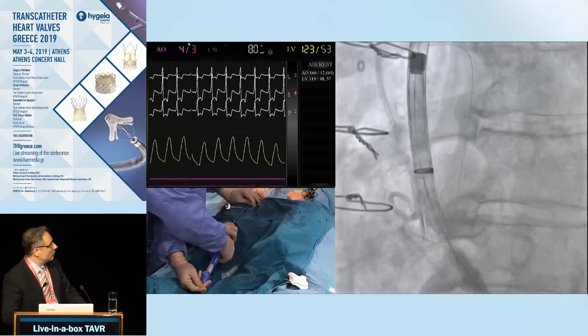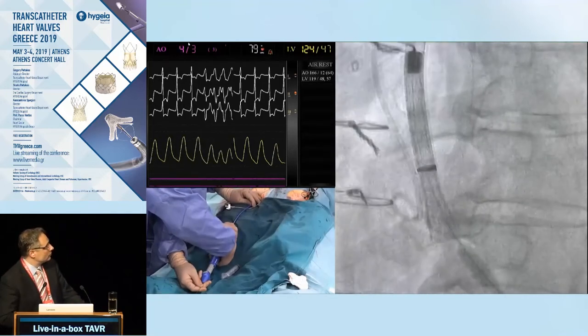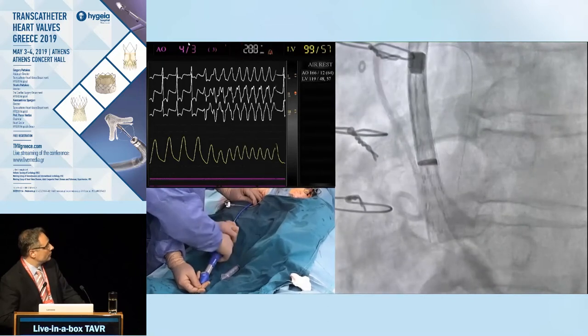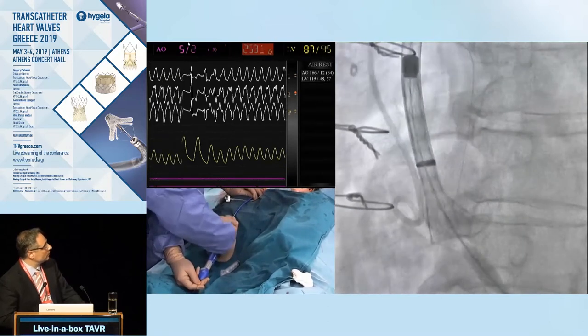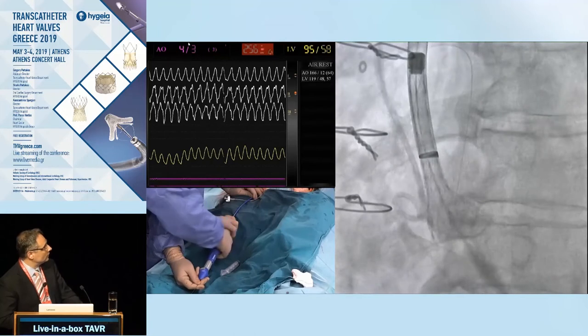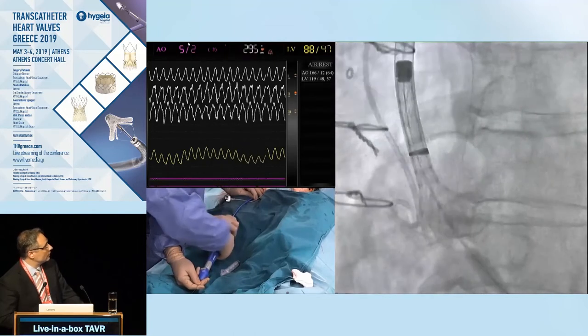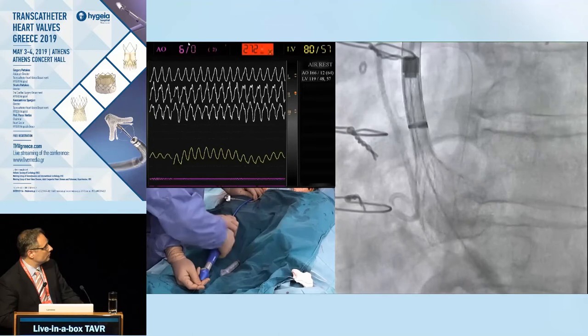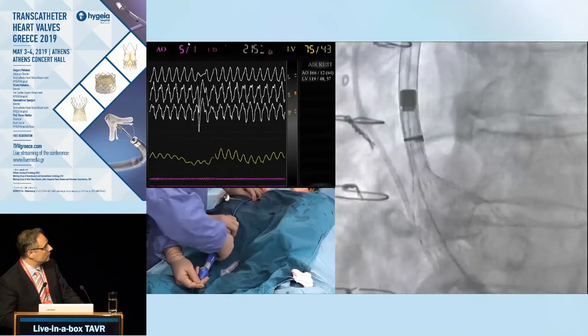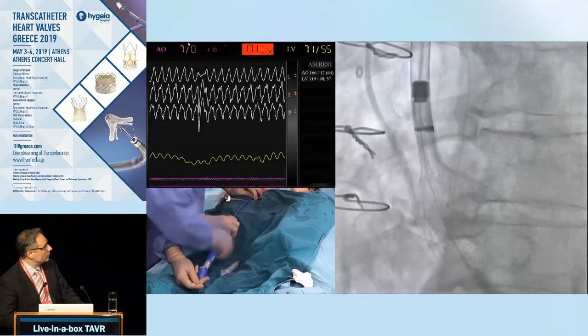Usually we don't need rapid pacing during such a procedure. We want to avoid rapid pacing. We know according to data that multiple rapid pacing can affect mortality. However, in that case, it was important to stabilize and eliminate the movement due to the cardiac output.